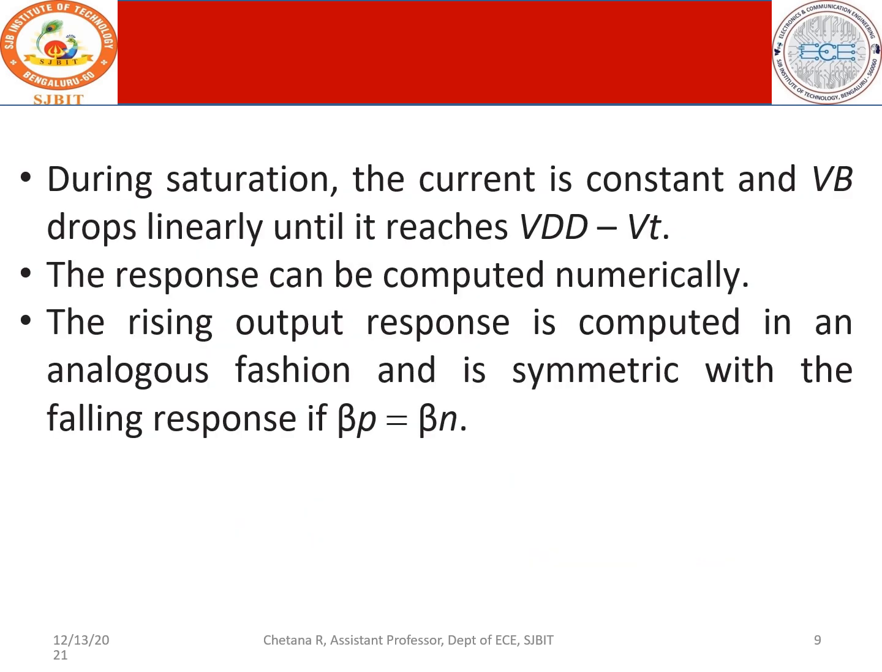During saturation, the current is constant and VB drops linearly until it reaches VDD minus VT. Therefore, the response is computed numerically, and the rising output response is computed in an analogous fashion and is symmetric with the falling response. So in this case, if beta P is equal to beta N, then the rising output response would be the same as that of the falling response, only if the aspect ratio is equal. So this is with respect to the responses.